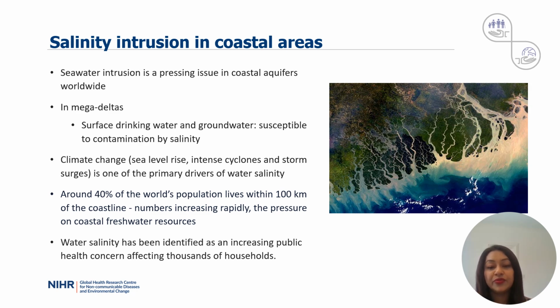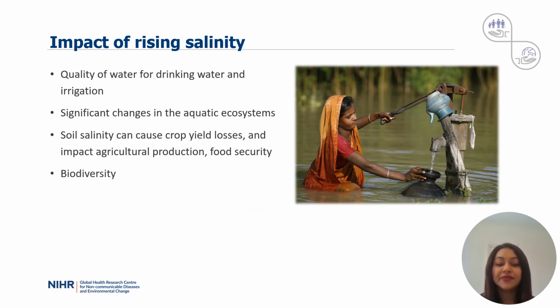Around 40% of the world's population lives within 100 kilometers of the coastline, with the numbers rising rapidly. The pressure on coastal freshwater resources, especially groundwater, is massive. Water salinity has been identified as an increasing public health concern affecting thousands of households, especially those that live in the coastal areas. Now let's look at some of the impact of rising water salinity. Salinity affects the quality of drinking water and water for irrigation, which could have serious economic, social, and environmental consequences for both rural and urban communities.